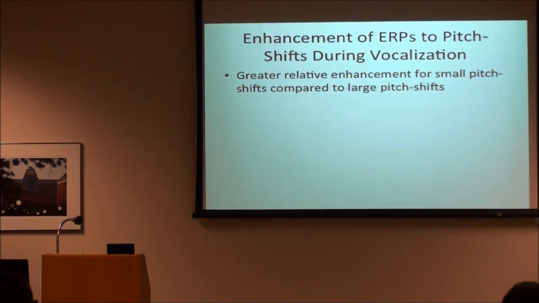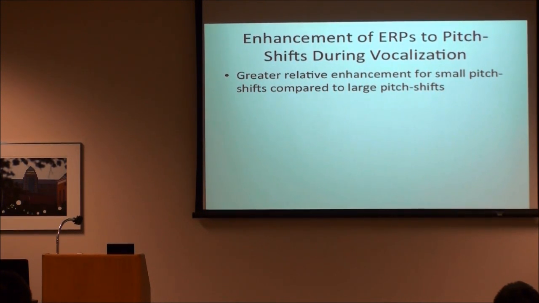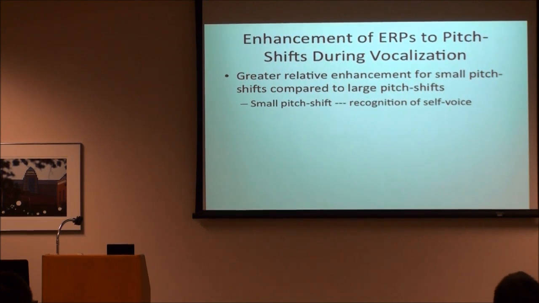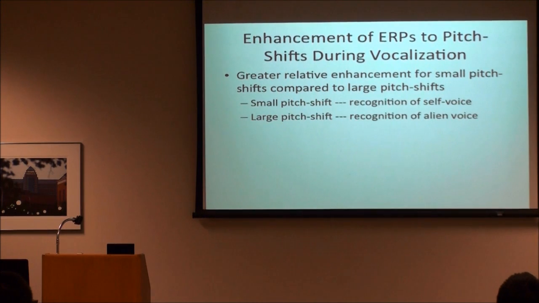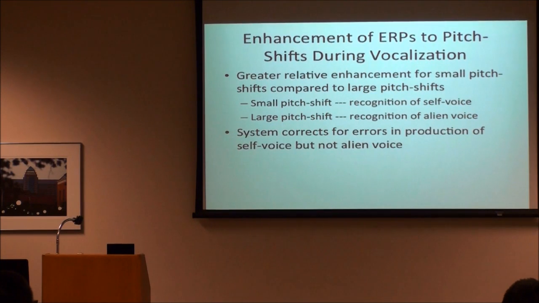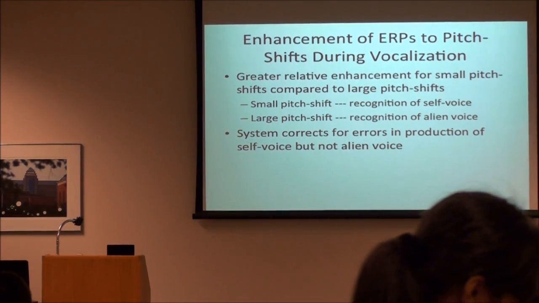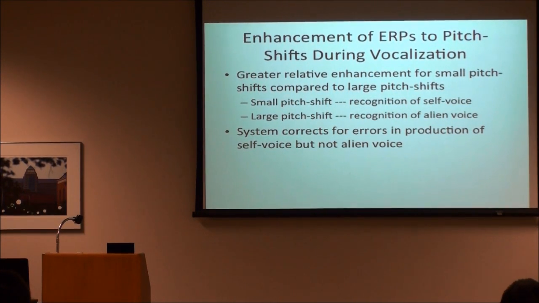So our nervous system is geared more towards detecting and correcting for small errors rather than large errors. And as part of this, our naturally produced voice has small changes, as I just said. And if it's a large shift, it's probably an alien voice. And so the system seems better designed for correcting errors in production of your own voice rather than others.